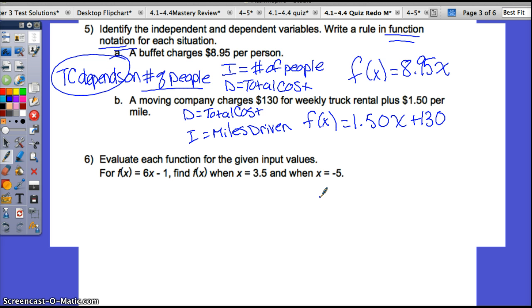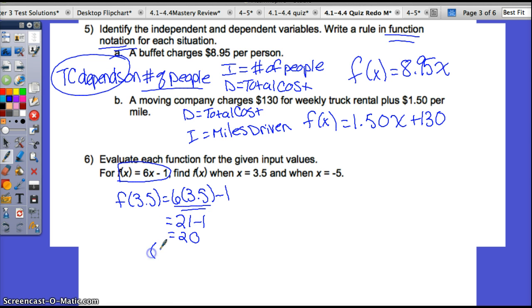Number 6 says evaluate for f of x equals 6x minus 1. Find f of x when x equals 3.5 and when x equals negative 5. So you need to substitute them in here. So you have f of 3.5 equals 6 times 3.5 minus 1. 6 times 3.5 gives you 6 times 3 is 18, 6 times 0.5 is 3, 18 plus 3 is 21, minus 1 equals 20. So your ordered pair would be 3.5, 20.